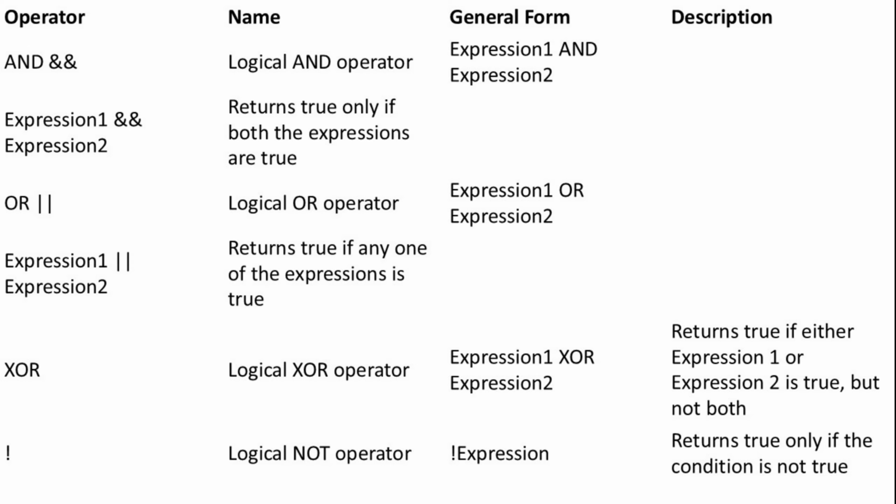Finally, the logical NOT operator, written as an exclamation mark, reverses the truth value of a single condition. When PHP evaluates the expression, it returns true only when the original expression is false, and it returns false when the original expression is true. This operator is very helpful when we want to check for the opposite of a given condition. Together, these logical operators allow programmers to create powerful decision structures that control how a program behaves, making their code more flexible, accurate, and logical.